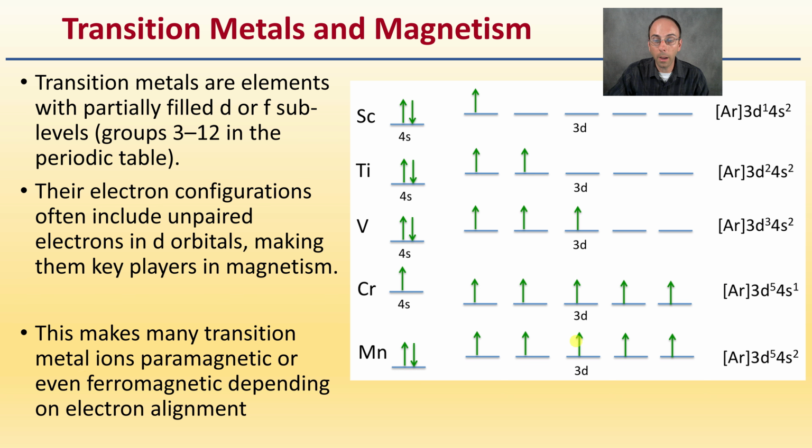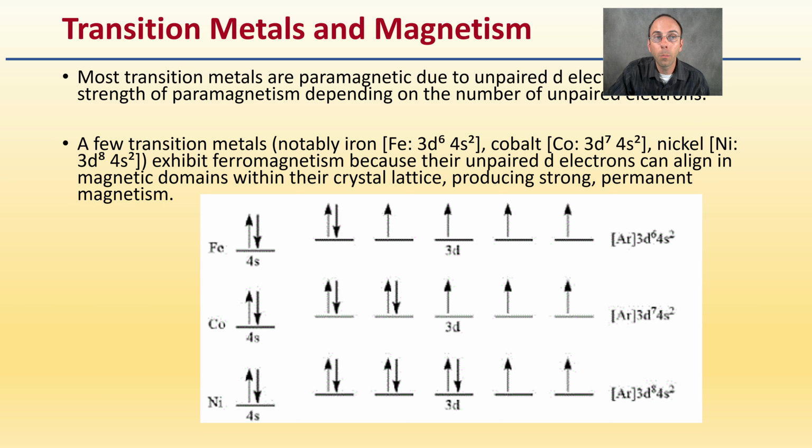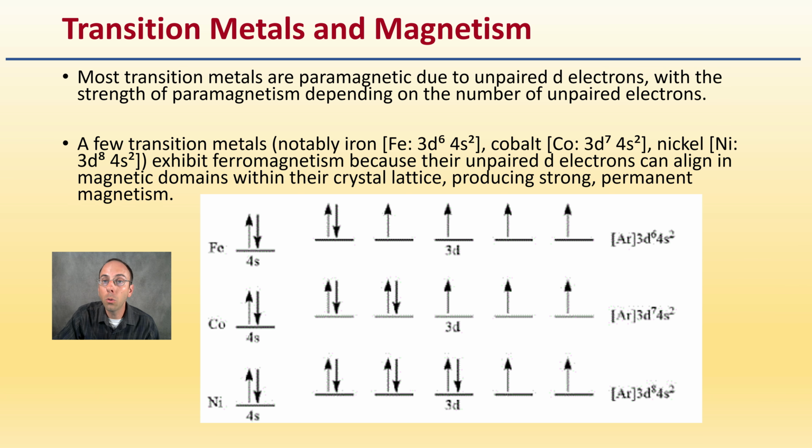We can see that here with a lot of single arrows, because the d sublevel has a lot of electrons potentially to fill. And if we just have one electron filling each, we're getting all those electrons spinning in that same direction. Most transition metals are paramagnetic due to the unpaired d electrons, with the strength of paramagnetism depending on the number of unpaired electrons. A few transition metals, notably iron, cobalt, and nickel, exhibit ferromagnetism because their unpaired d electrons can align in magnetic domains within their crystal lattice structure, that's the physical orientation of the atoms, producing strong permanent magnetism.